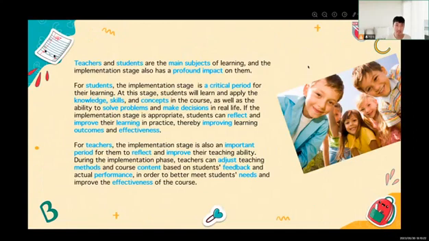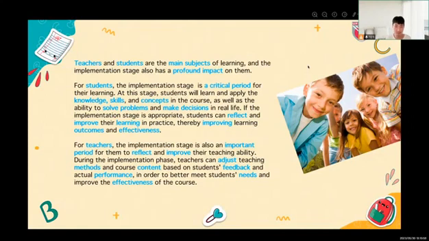So teachers and students are the main subjects of learning, and the implementation stage also has a profound impact on them. So first, for students, the implementation stage is a crucial period for their learning. At this stage, students can learn and apply the knowledge, skills, and concepts in the course, as well as the ability to solve problems and make decisions in real life.